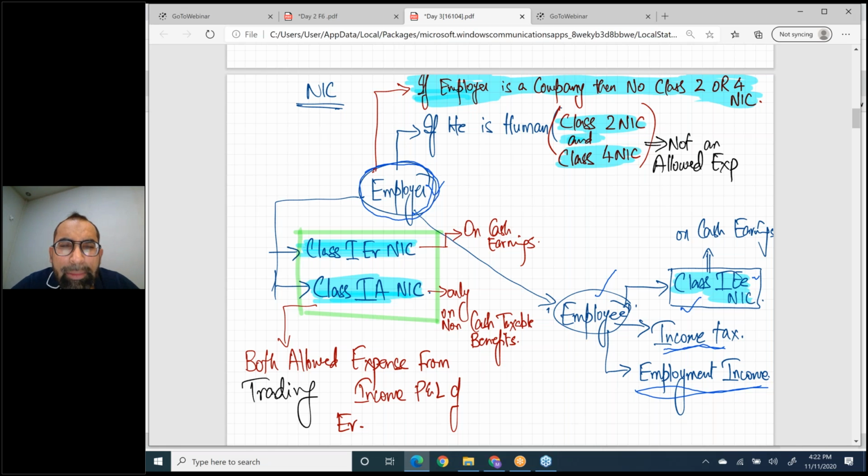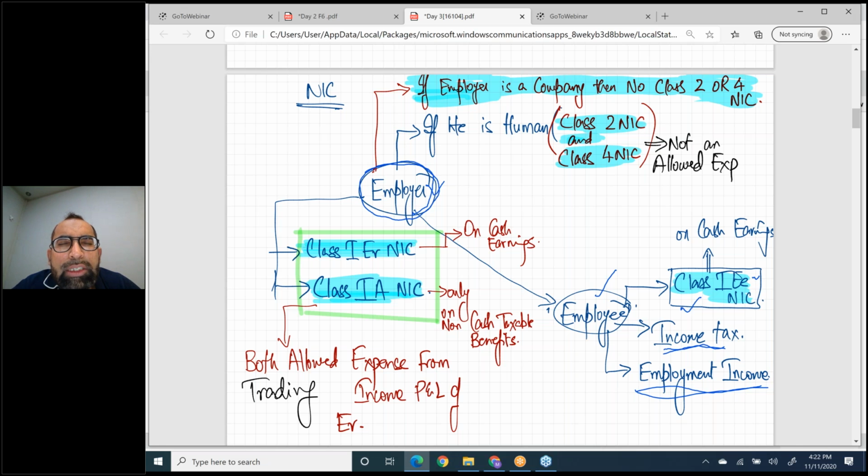Now, sometimes it happens that the employer not only gives cash salary and cash bonus, but also non-cash benefits. So if the employer is providing non-cash taxable benefits to an employee, then the employer also has to bear one more NIC, and that is class 1A NIC. See, I've written with red pen, only on non-cash taxable benefits, right? Okay. Now, what is the rate?